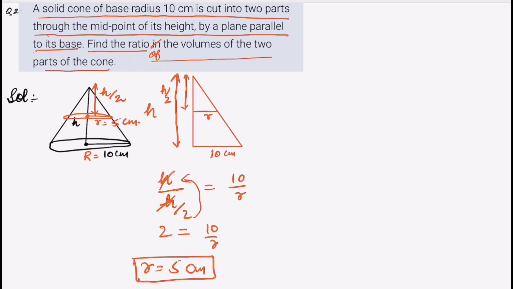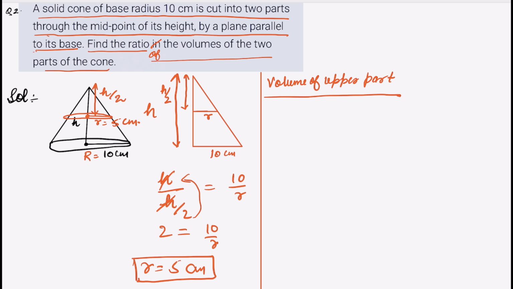Now we can easily find the ratio. What we have to find is the volume of the upper part upon the volume of the lower part.